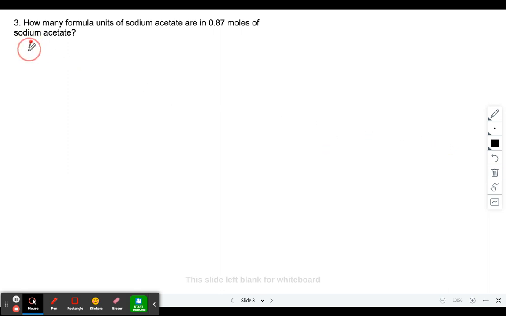So I just start with my same thing. What do I know from the question? What do I want? And what do I got to get rid of? So remember, your know has to be a number, a unit, and a substance. And we have that. We have 0.87 is my number, and the 0.87 is in moles, and the substance is sodium acetate. So I have a number, 0.87, a unit, moles, and sodium acetate is the substance.